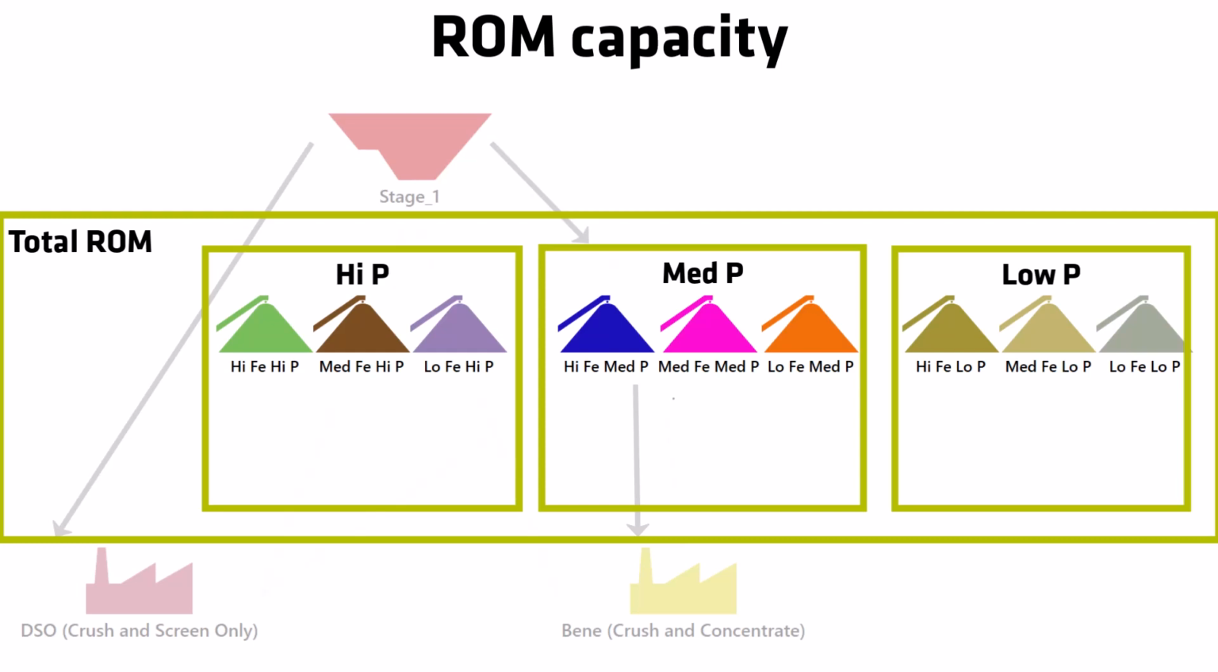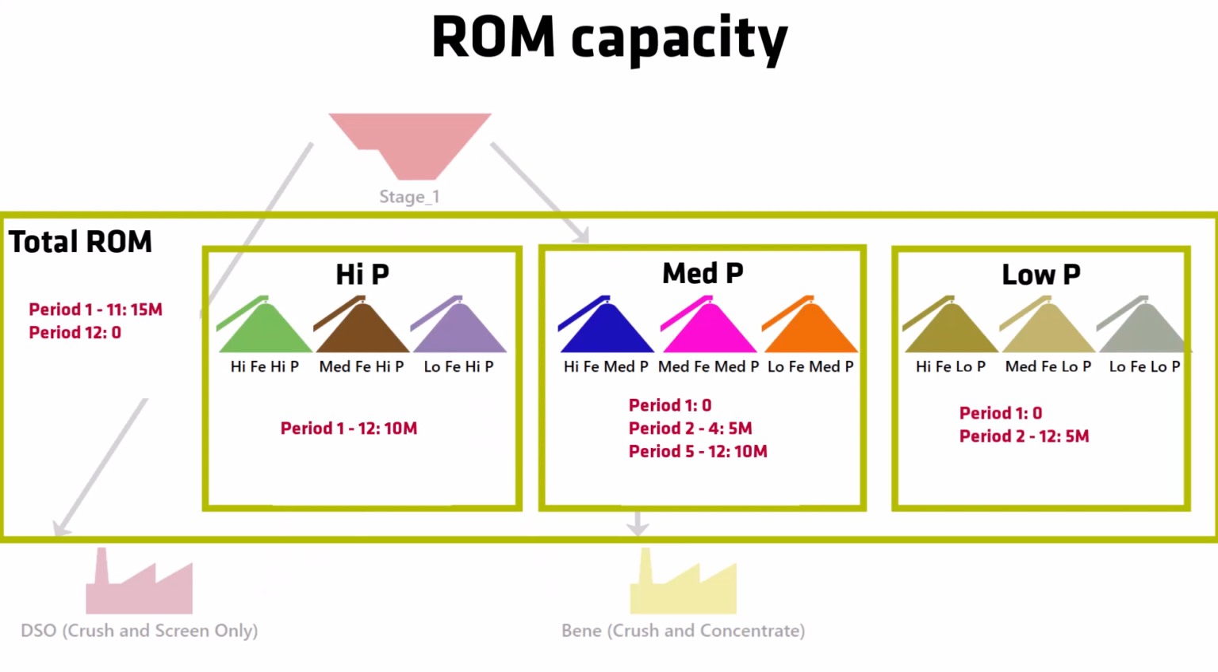We will limit High P to a constant capacity of 10 million tons per period. Let's allow Low P ROM formation to start in period 2, and we will limit it to 5 million tons per period from then on. For Med P, we will start it like Low P, but we will also expand the capacity to 10 million tons from period 5 onwards.